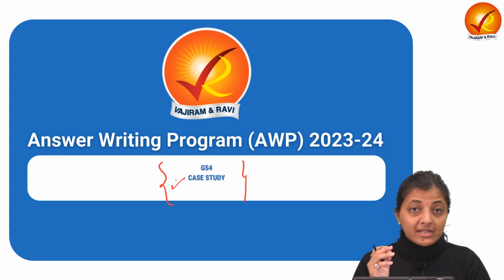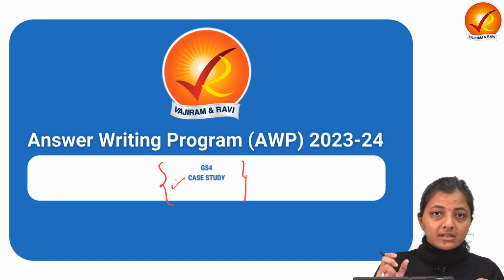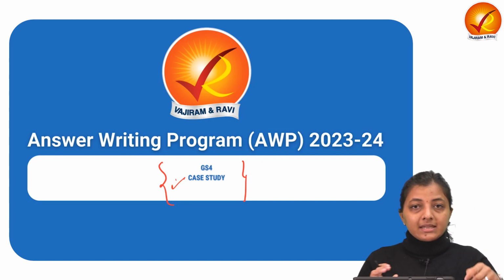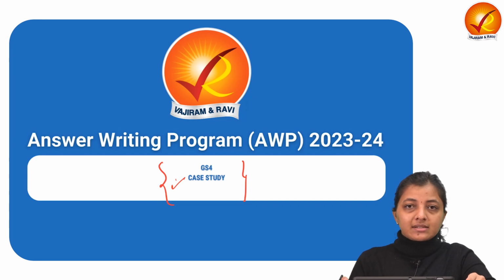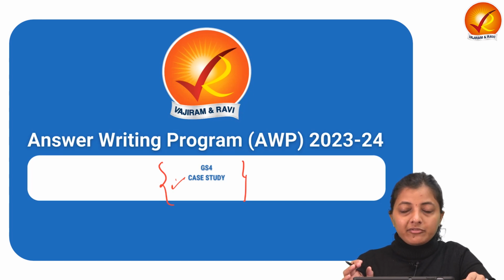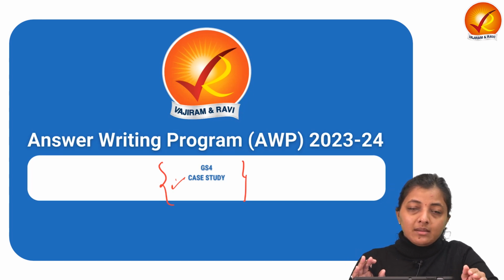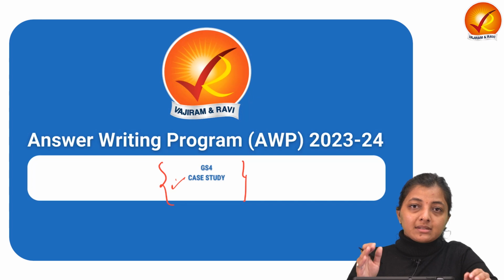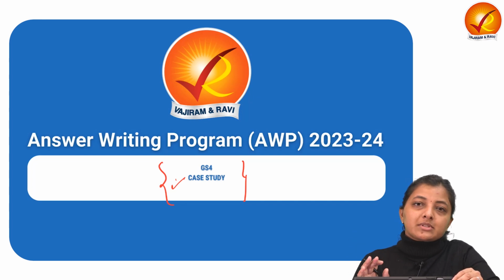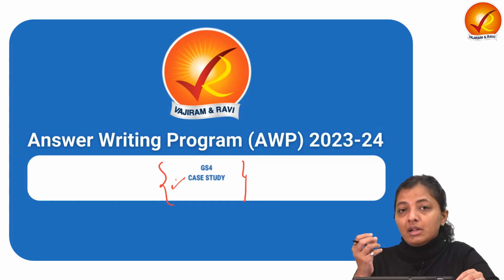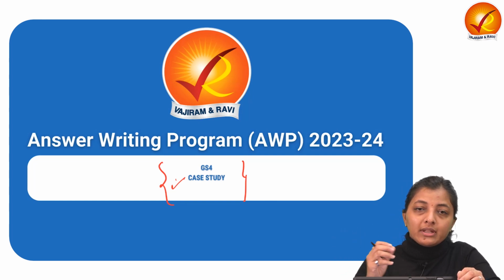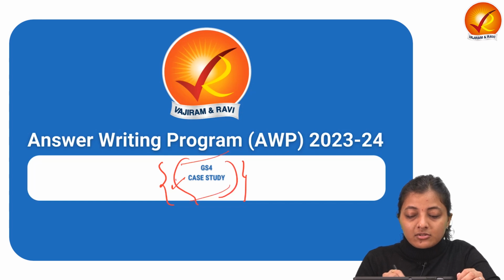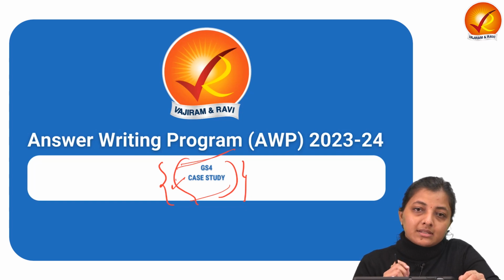Students face difficulties in addressing the case study within the time limit and within the word limit. A case study is approximately 20 marks, and 6 case studies come up in the examination, so approximately 120 marks. Earlier it was 125 marks also. GS4 case studies carry more marks than any other subject in the GS, whether geography, history, economy or polity.